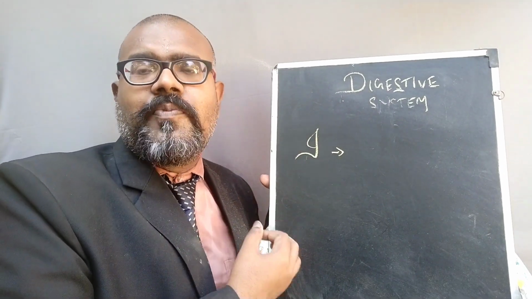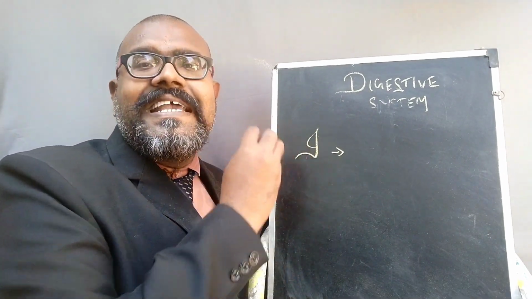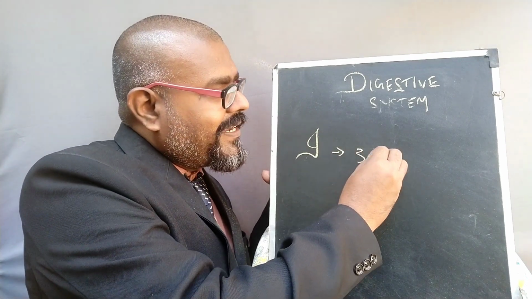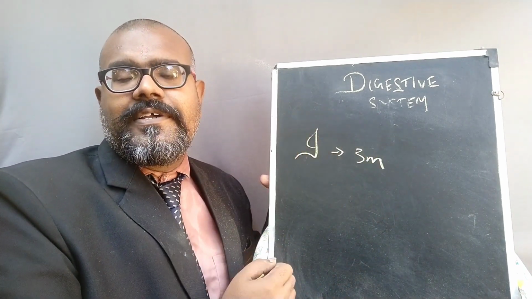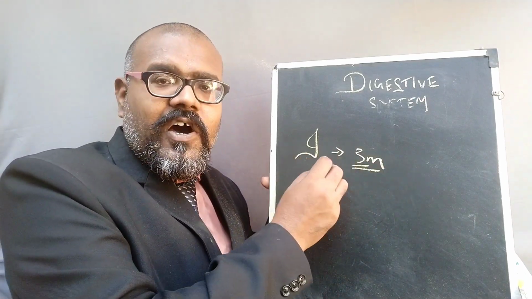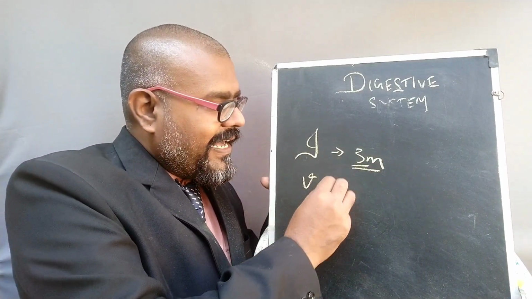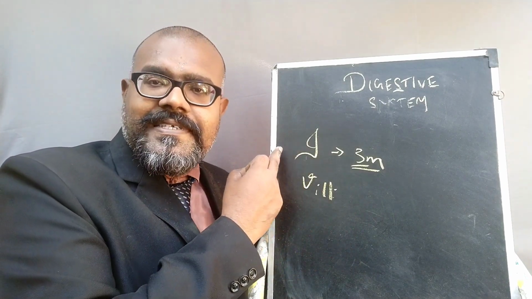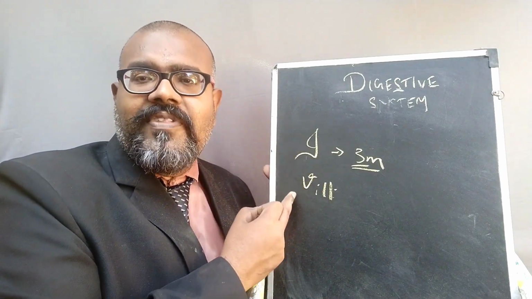The next portion of the small intestine after the jejunum is the ileum. It is also about 3 meters long, like the second portion, the jejunum. This 3 meter long portion also consists of villi, just like the jejunum. The ileum also contains villi.